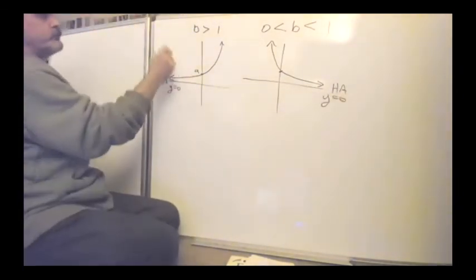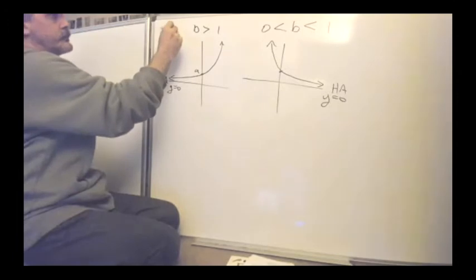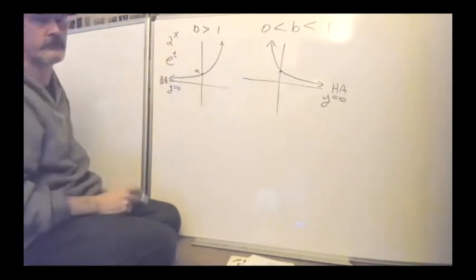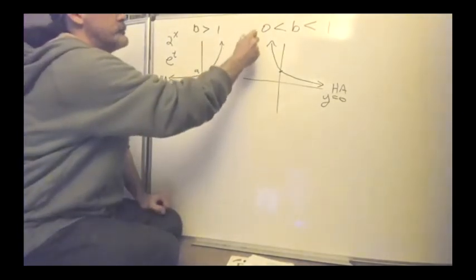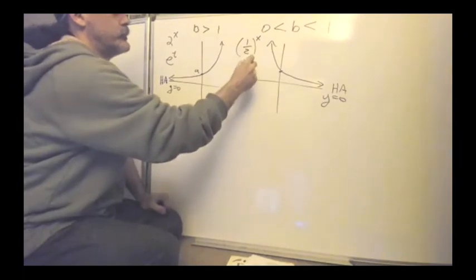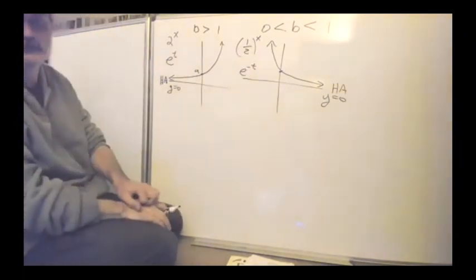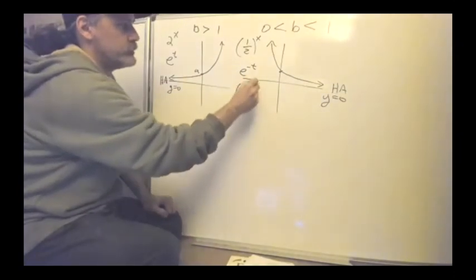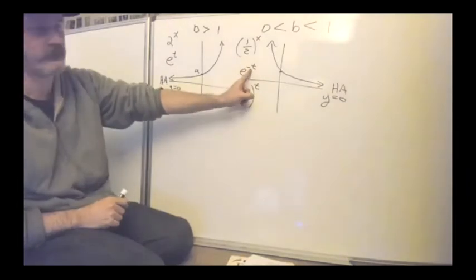Okay, so this function would be like a 2 to the x or e to the t. And this function would be like a 1/2 to the x or e to the negative t, which is another way of saying 1 over e to the t. But people will use this instead.